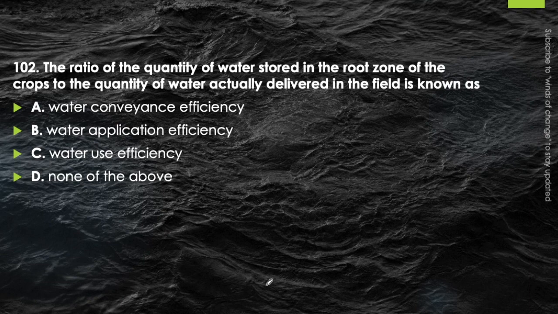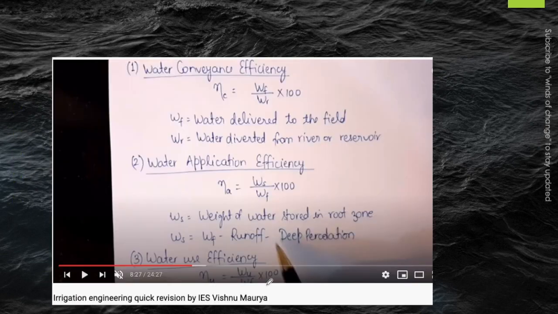The quantity of water which is stored in root zone with respect to quantity of water actually delivered in the field. From the quantity of water delivered in field, there will be some runoff. So if we subtract that, it will be the actual water that will be delivered to the field. So it will be called water application efficiency. We have explained about it in the video of revision of irrigation engineering.